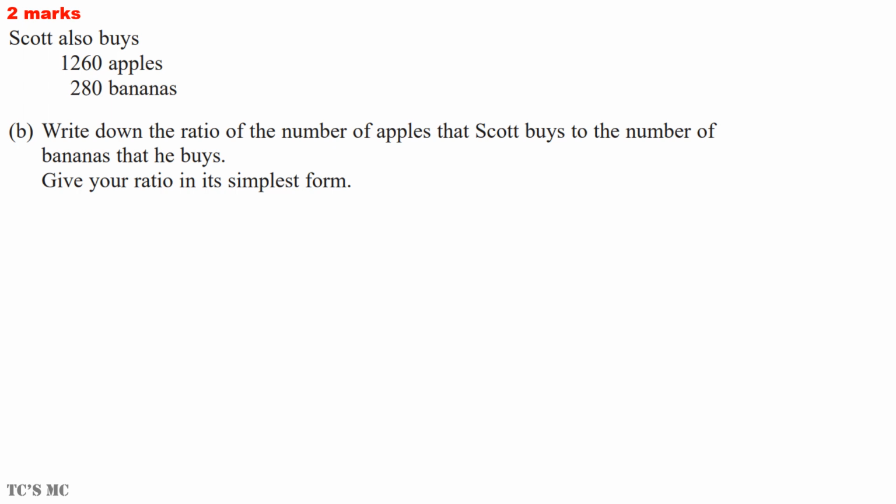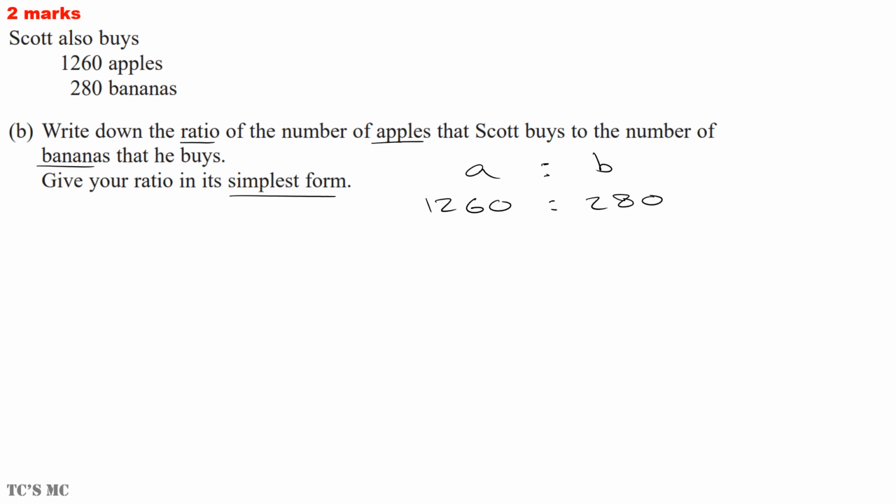Scott also buys 1,260 apples and 280 bananas. Write down the ratio of the number of apples that Scott buys to the number of bananas that he buys. Give your ratio in its simplest form. So we have apples and bananas. 1,260 apples and 280 bananas.